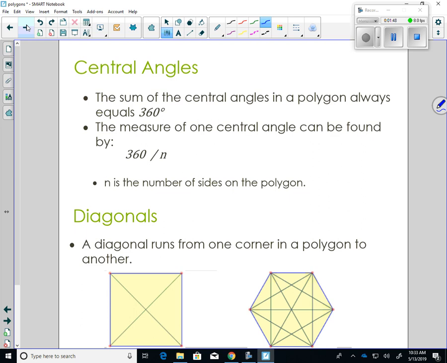Sum of the central angles in a polygon always equals 360. So when you take all of the center angles and add them together, it's always going to be 360. And the measure of one central angle can be found by 360 divided by n. Here we do not divide by or subtract 2. And again, n is the number of sides in a polygon.